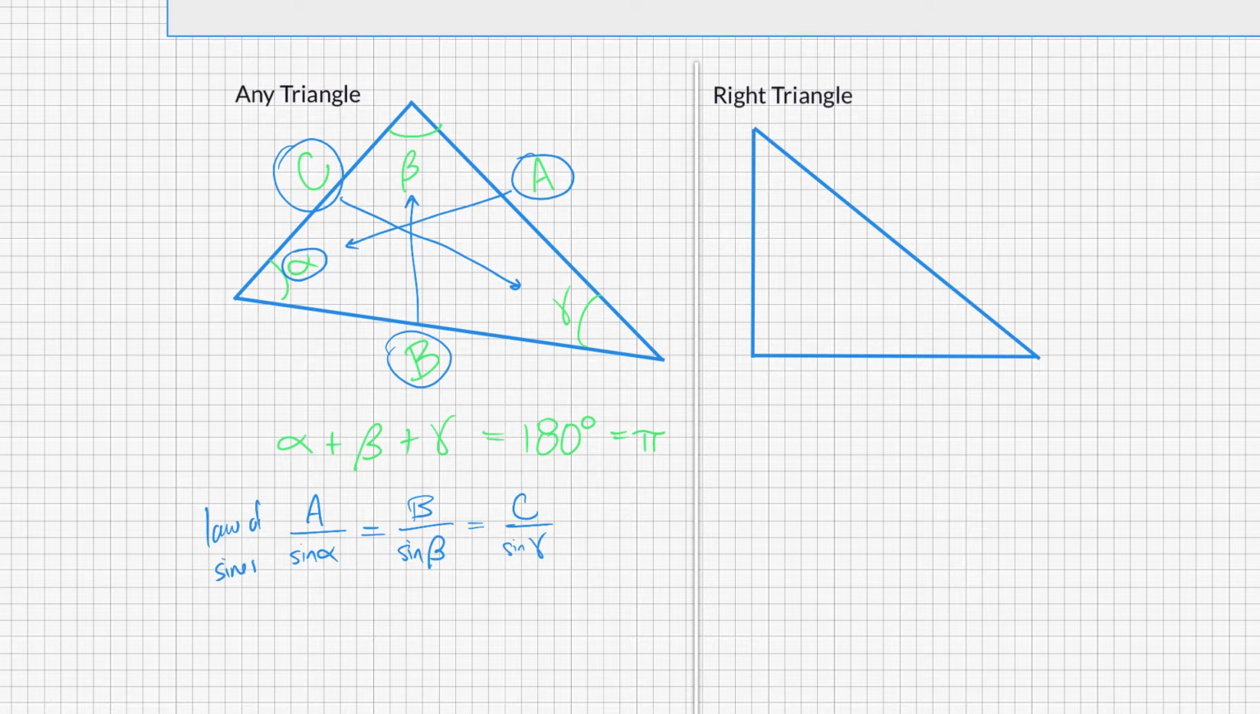If you know an angle and the side across from it, and you know anything else in the triangle, like A and the sine of alpha, and you know beta, then you can solve for B. That's a really nice property that helps out. And of course, if we're working with the law of sines, we need the law of cosines.